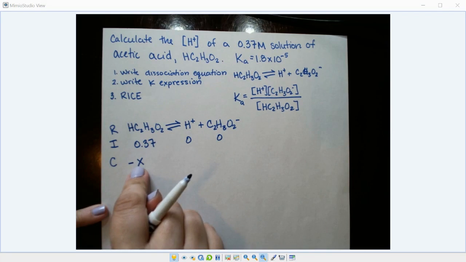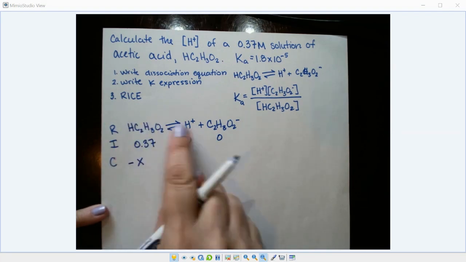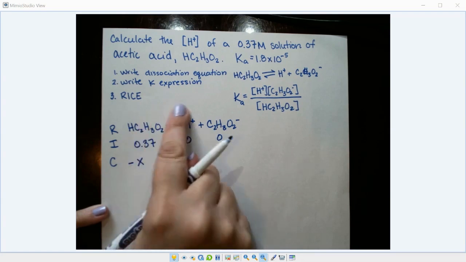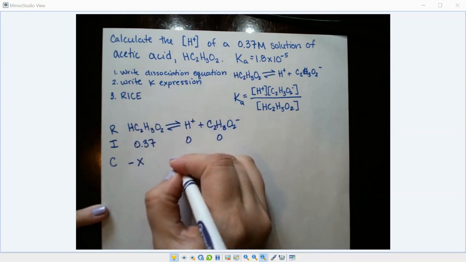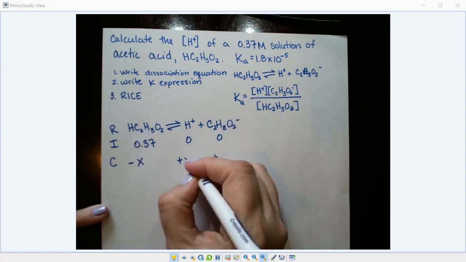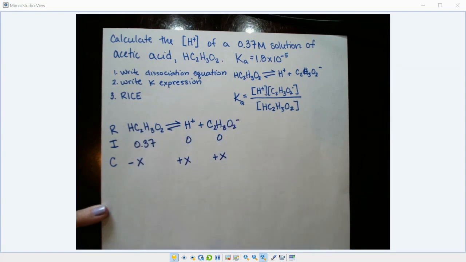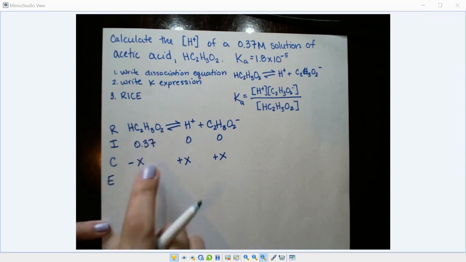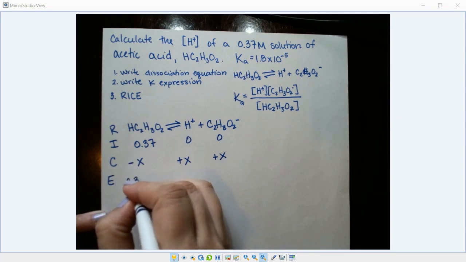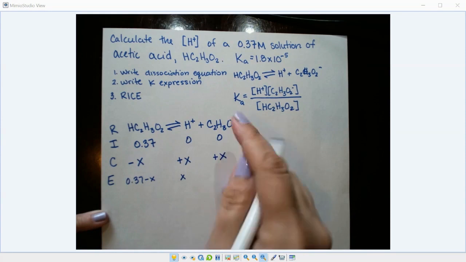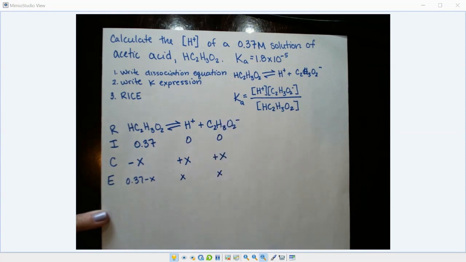So we decrease it by x, and when this breaks apart, these two things are going to increase because this is forming those. So they increase, and everything's in a 1-to-1 ratio, so they increase by x amount. And then my equilibrium line is just adding I and C together. So 0.37 minus x, 0 plus x is just positive x, and again here. So there's my rice table.